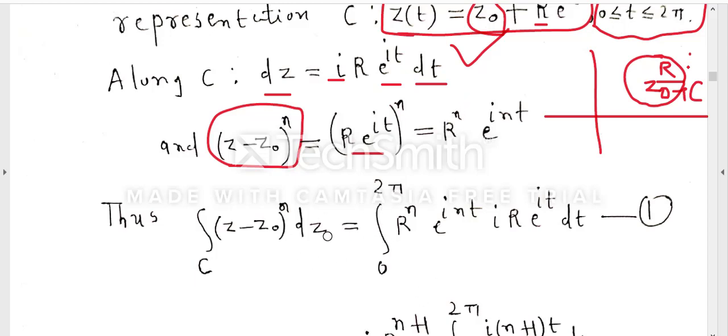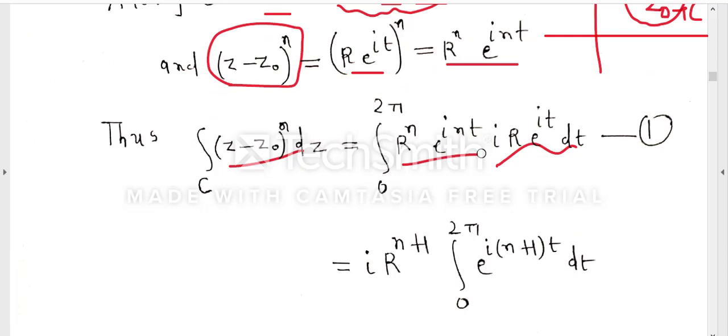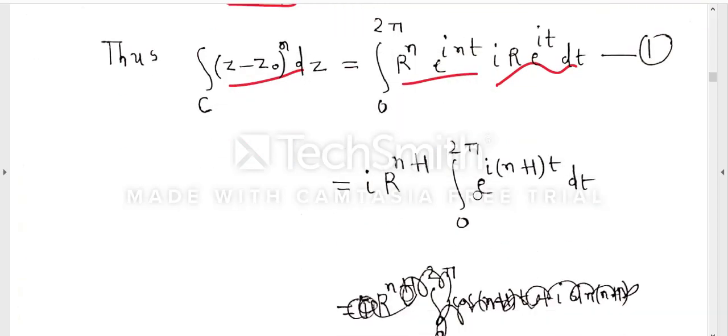t is from 0 to 2 pi. This is (z minus z0) raised to n is r raised to n e raised to i n t. dz is i r e raised to it dt. i is constant, r raised to n plus 1 is constant. And you know how to integrate this. It is e raised to i into (n plus 1) into t divided by coefficient of t, that is i into (n plus 1).